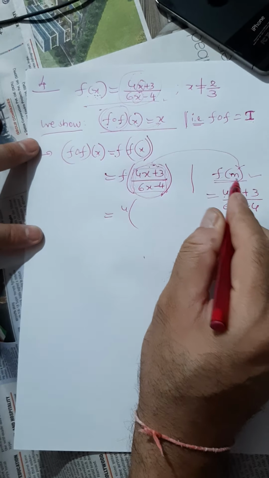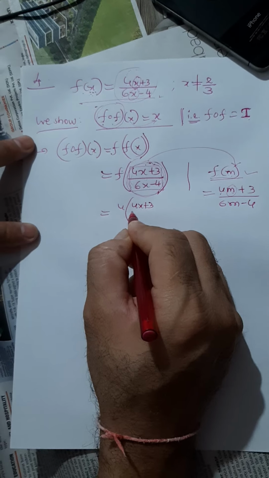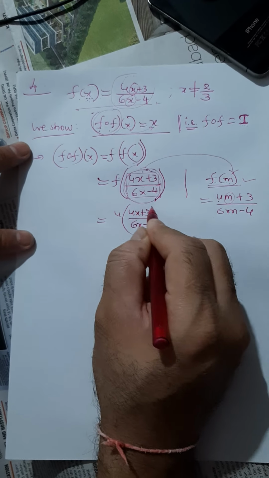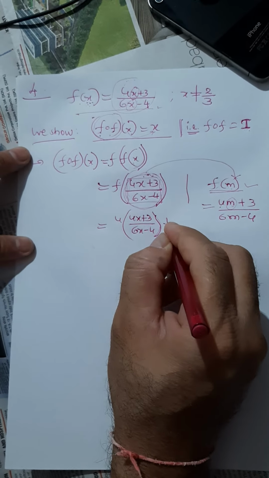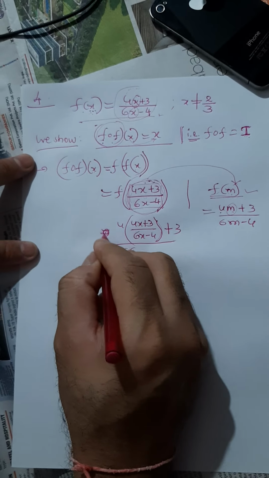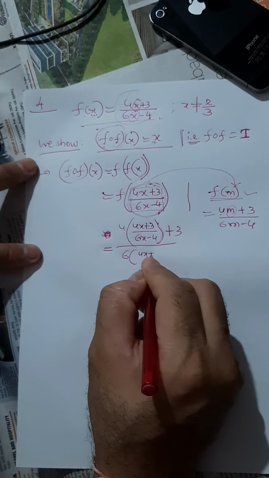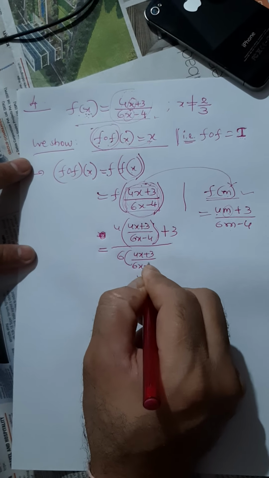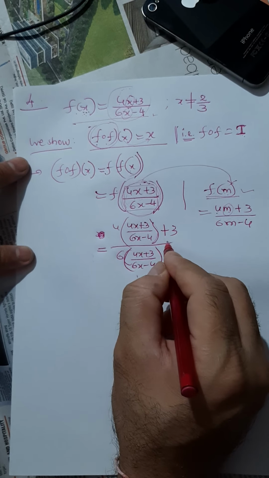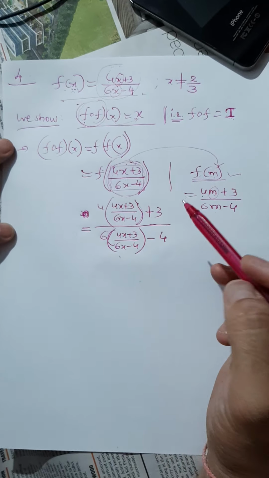So now I'll write this. 4 into m. What was m? That was this bracket, 4x plus 3 upon 6x minus 4, plus 3 upon 6 into m. What was m? That was this bracket, 4x plus 3 upon 6x minus 4, minus 4. I repeat this step because this is a very important step.